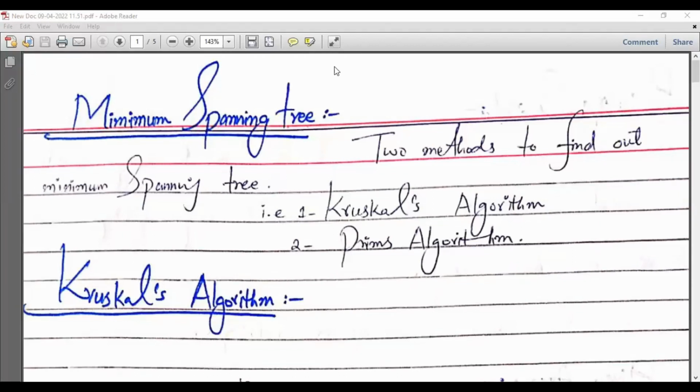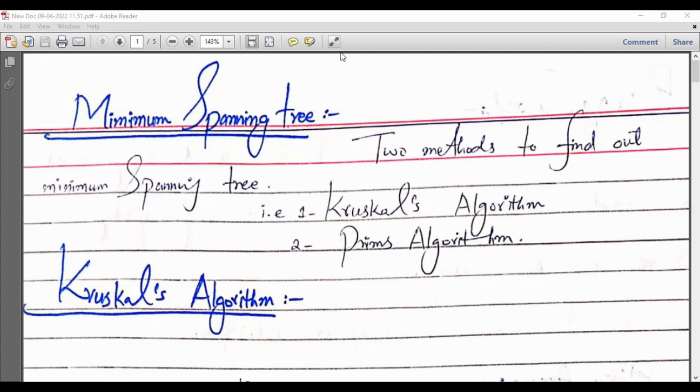Today inshallah we will cover the second algorithm, called Kruskal's algorithm. We discussed the minimum spanning tree, and we discussed before that there are two methods to find the spanning tree. One method we discussed in the last video, called Prim's algorithm, and today we will cover Kruskal's algorithm. So, steps.